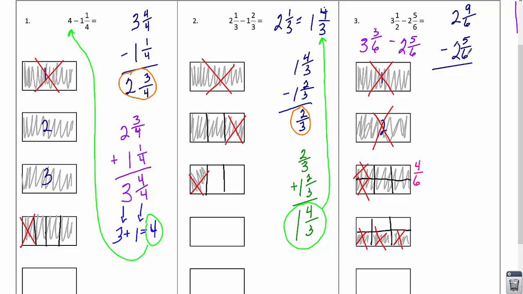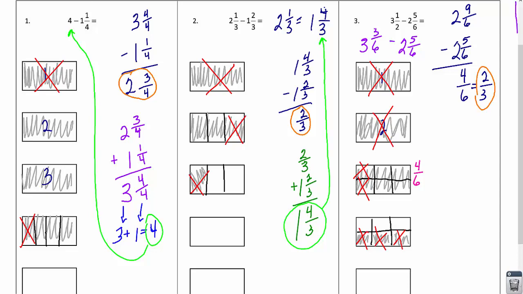Well, if I do my work up here, that's exactly what I'm going to see. I'm going to see that 9/6 take away 5/6 is 4/6. 2 take away 2 is nothing. I've got an answer of 4/6, which I can simplify to 2/3. There's my answer right there, 2/3.